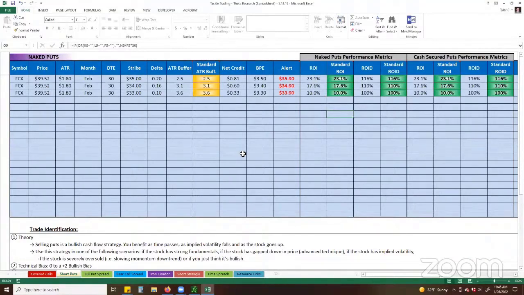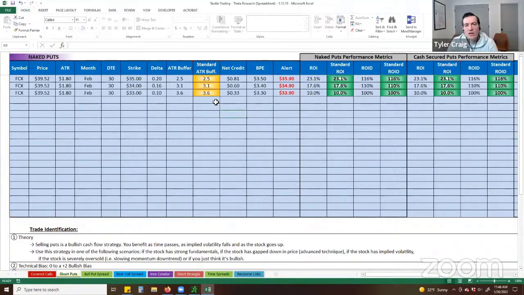FCX is a higher beta company. It's one of the reasons we love covered calls and naked puts and boomerangs on this company: we know the type of ROI we can get. The problem is you're just never going to be able to maximize as much as you want on the ATR buffer if you're projecting green, green, green across the board on the ROI. There's give and take to everything. You're giving up a little bit of range to maximize ROI on a company like FCX.